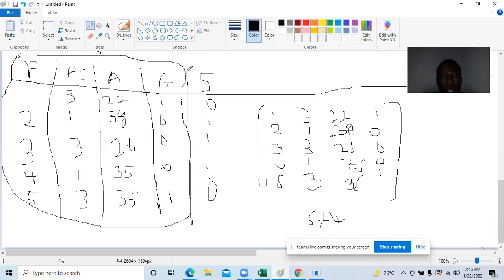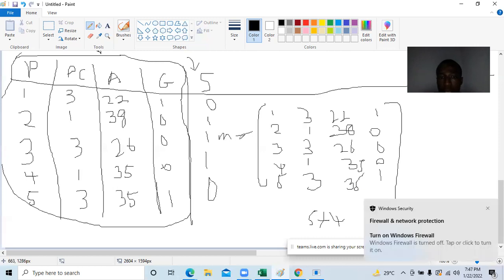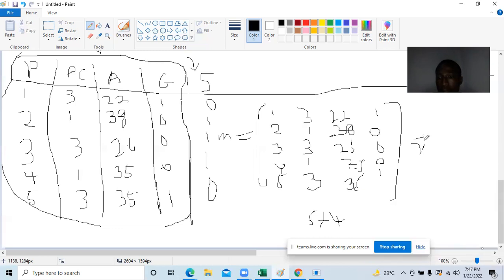Now, the target variable, which is the survived or not, is a vector. So this is the matrix M, right? This is a vector V equals 0, 1, 1, 1, 0. So this is a 5 by 1 vector.